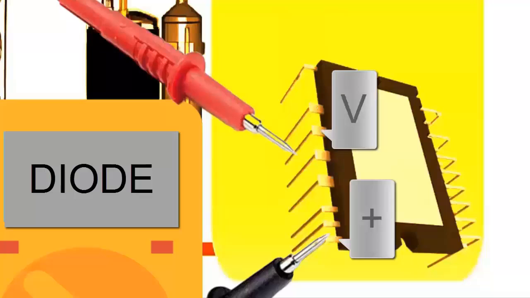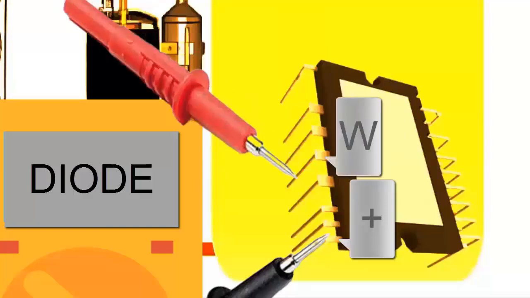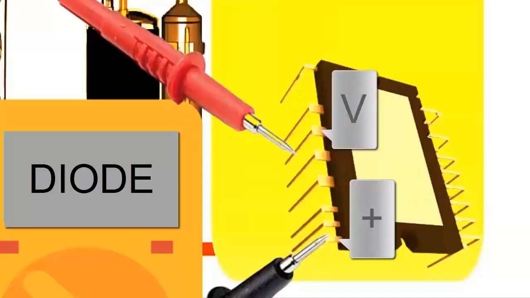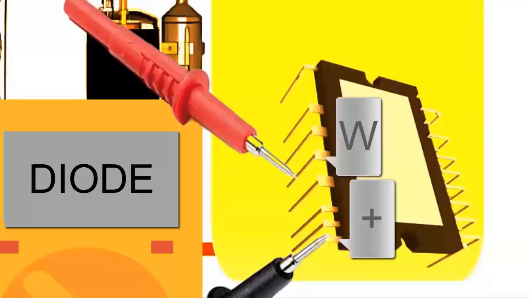Second measurement. Place the multimeter's black probe on the positive pin of the IPM module. Place the red probe on each of the U, V, and W pins. The measurements should again be nearly identical. If there are discrepancies, this indicates a fault in the module.